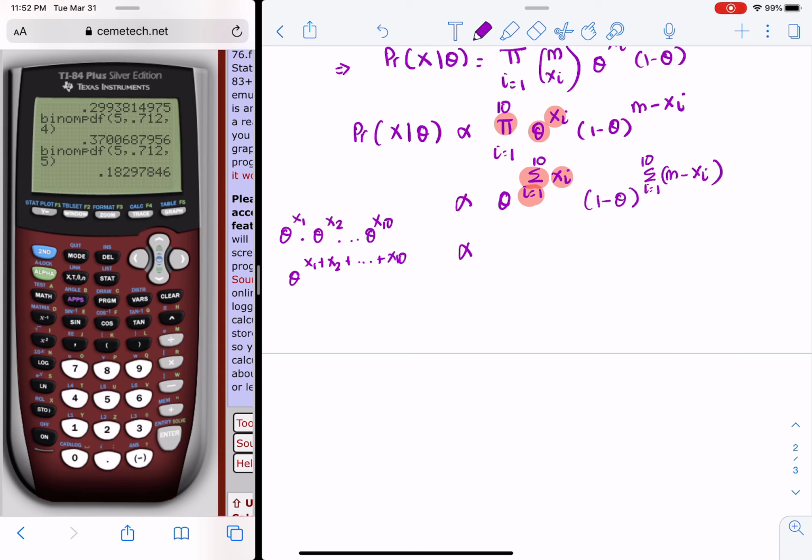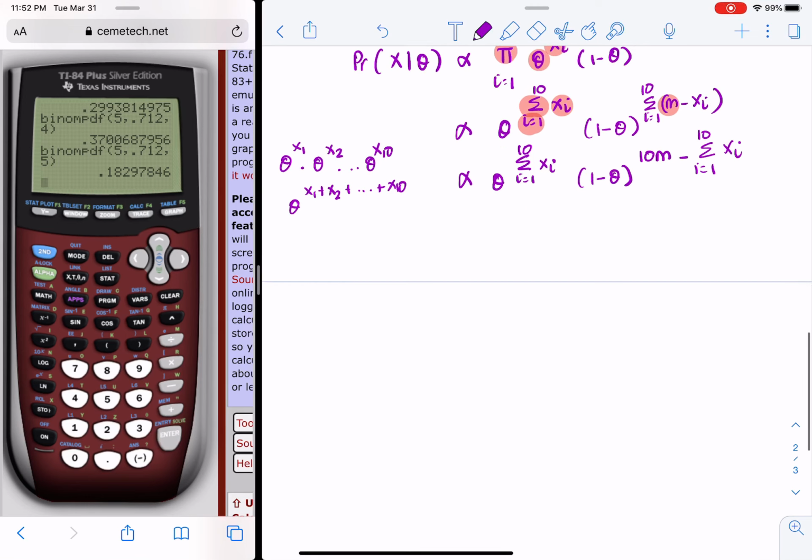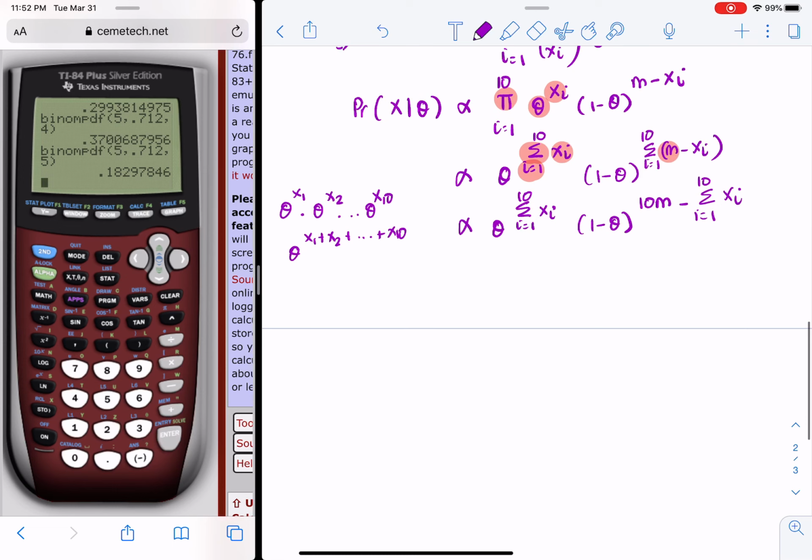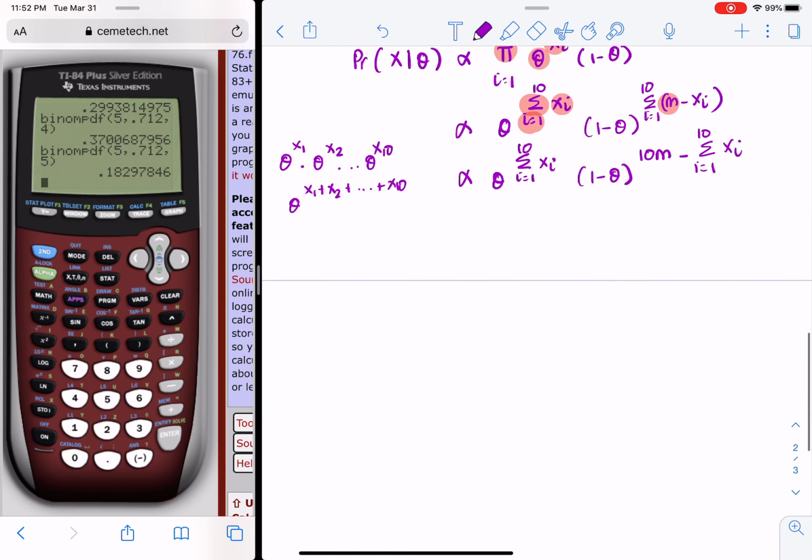Which would give us theta raised to the sum i equals 1 to 10 of xi, times 1 minus theta raised to 10 times m minus the sum i equals 1 to 10 of xi. If I add m to itself 10 times, I would get 10 times m. So that is the likelihood function.